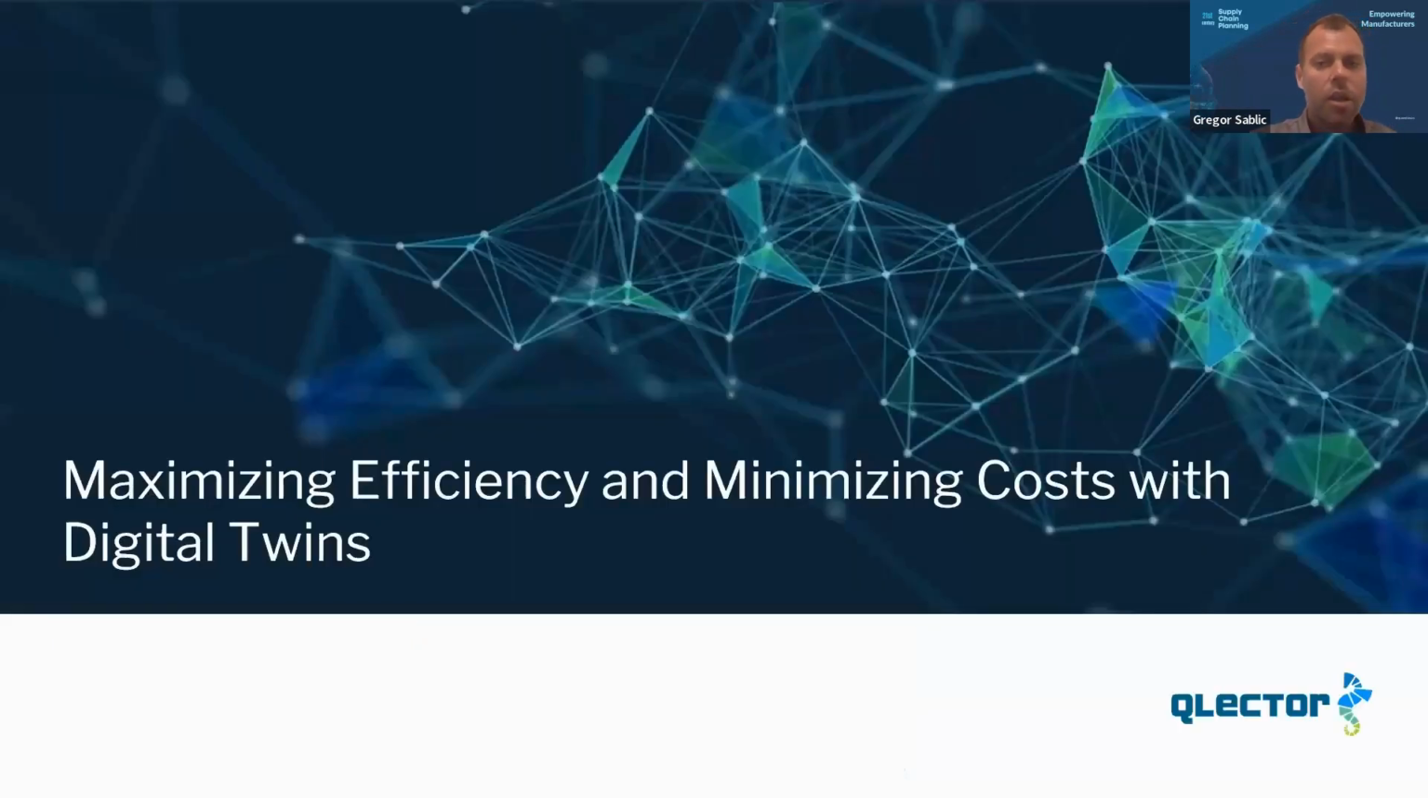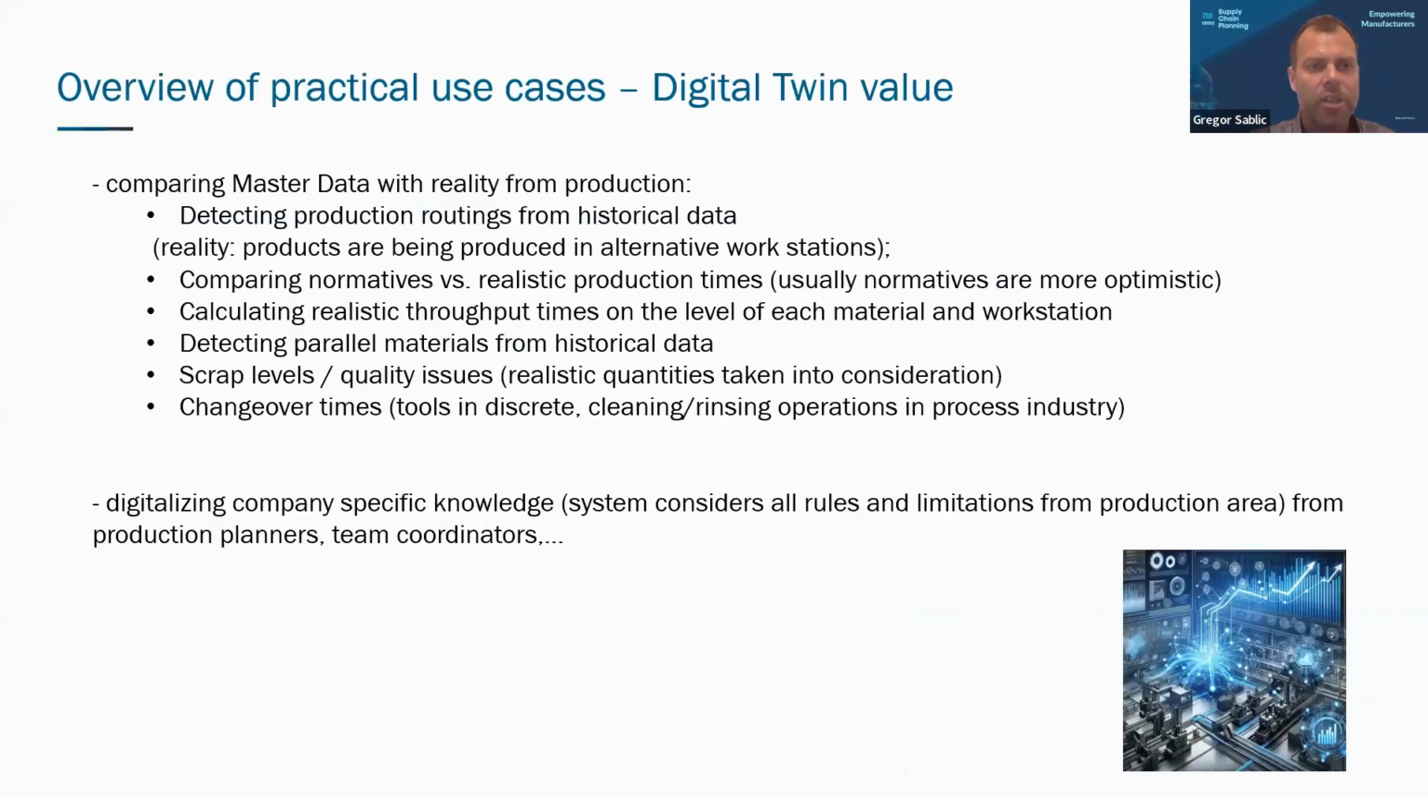Okay, so before I wrap up, just a couple of conclusions. Where the digital twin brings value is that initially, as I said before, we are comparing master data with reality from production. And that is very helpful initially for detecting production routings from historical data. In reality, products are usually produced in alternative workstations, not in the ones mentioned in the master data.